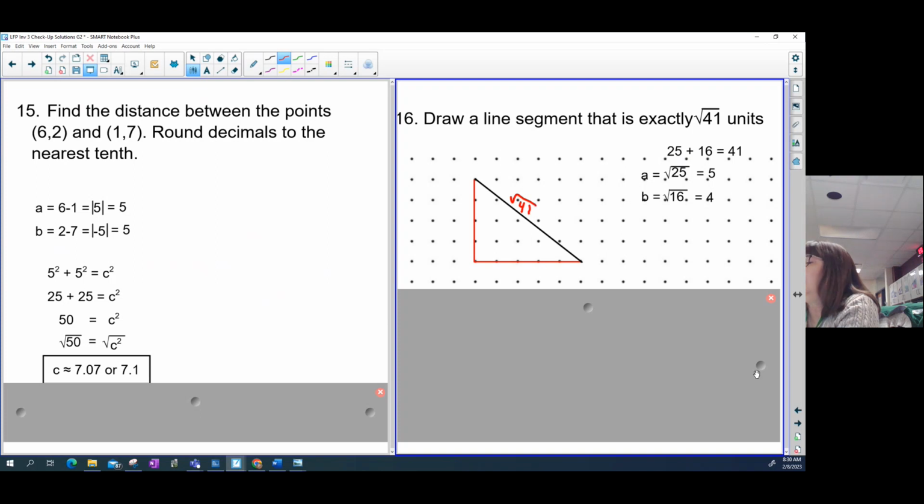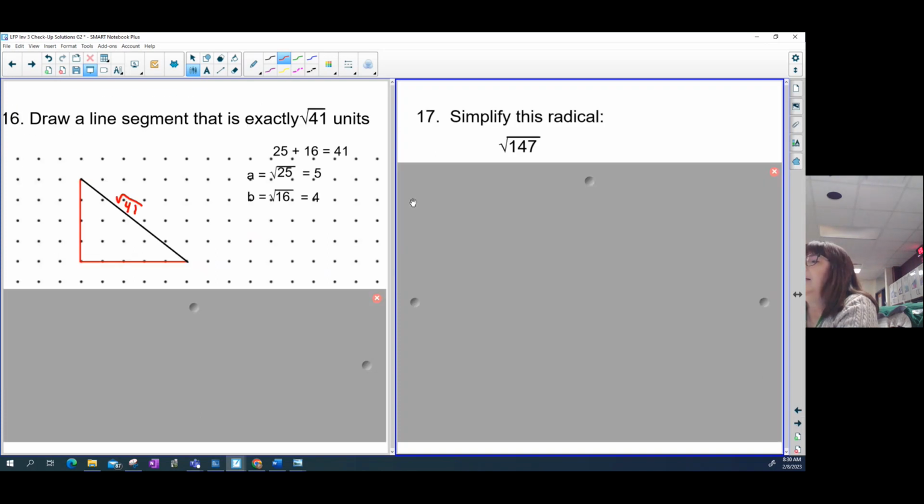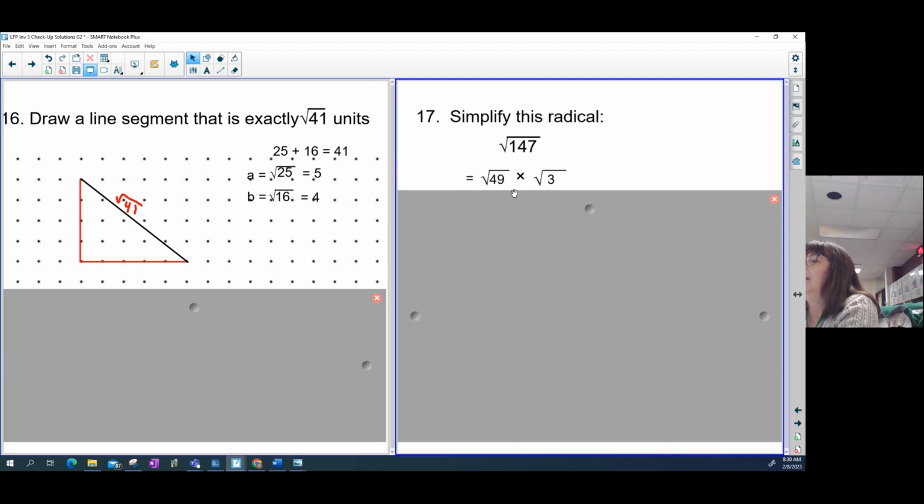And our last problem is going to ask us to simplify this radical. So the radical is square root of 147. And using division and my perfectly square numbers, I found that 147 is divisible by 49, which is my perfectly square number, with a remainder of 3. So square root of 49 times the square root of 3 is how I break that up. And then I can simplify the square root of 49 to 7. Square root of 3 cannot be simplified, so your final answer is 7 square roots of 3.